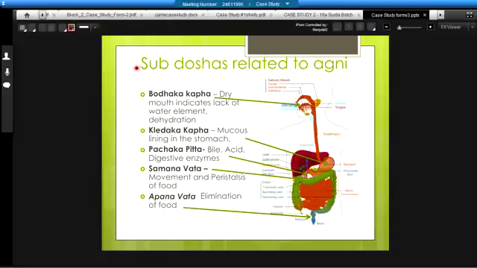And then you might want to make a note of the sub-doshas that are related as well. So you can ask about the patient's symptoms, such as dry mouth. Is this an indication of bodhaka kapha being low, lack of water element, or dehydration? Kledaka kapha is the mucus lining in the stomach, so ask them questions.